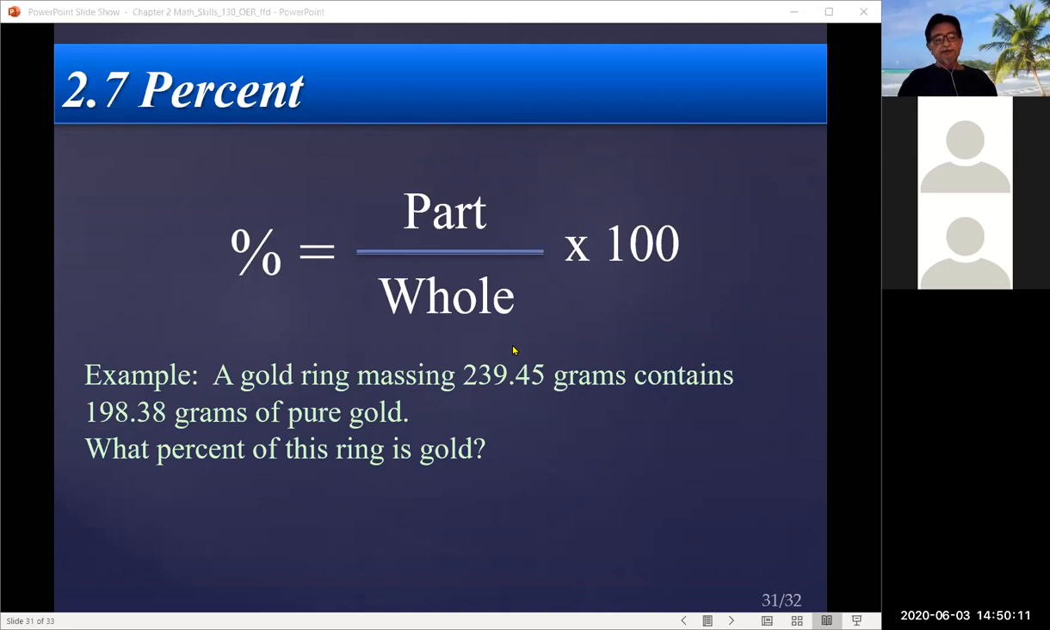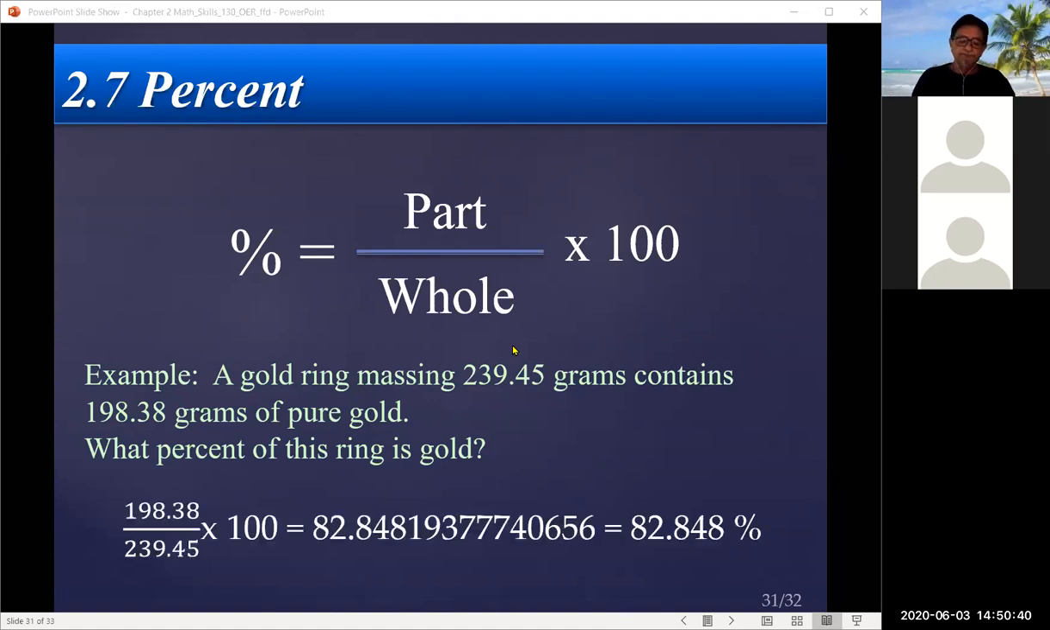Here in this example, it says you got a gold ring. It has a mass of 239.45 grams. And it was analyzed, and it contains 198.38 grams of pure gold. What percent of this ring is gold? So identify the part. The part is 198.38, and the whole is the total weight of the ring, which is 239.45. Plug it in to your calculator, times 100, and we get this big, humongous number.